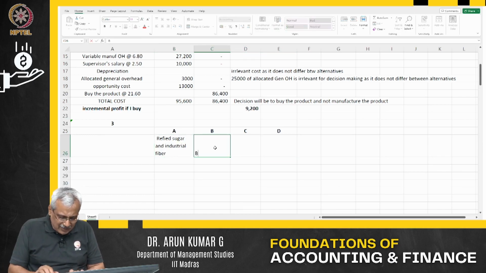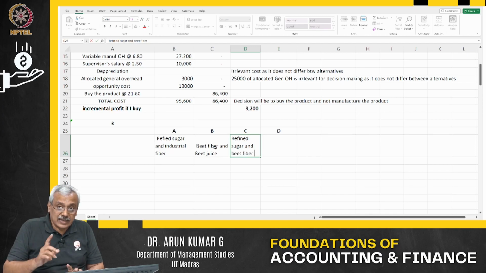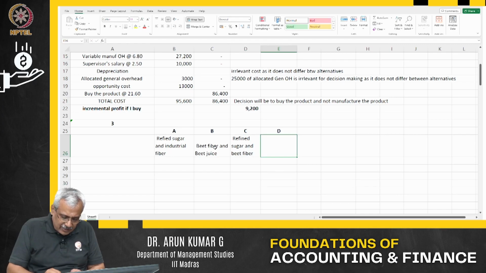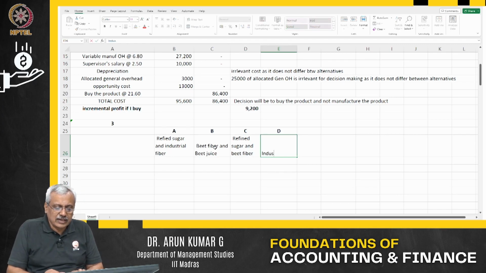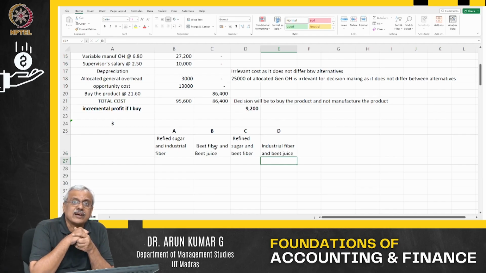Second possible is I just sell it as beet fiber and beet juice. Third possible is I sell refined sugar and beet fiber. That is, the beet juice I process further to make refined sugar, and the beet fiber I sell as it is. Fourth alternative, I will process beet fiber into industrial fiber and sell beet juice as it is. So those are the 4 different alternatives I have.